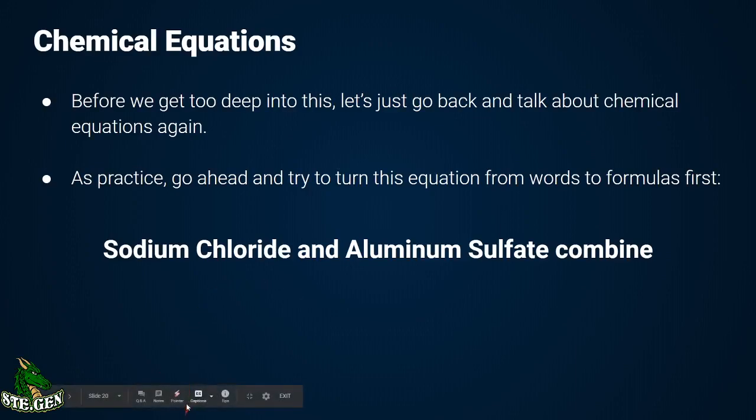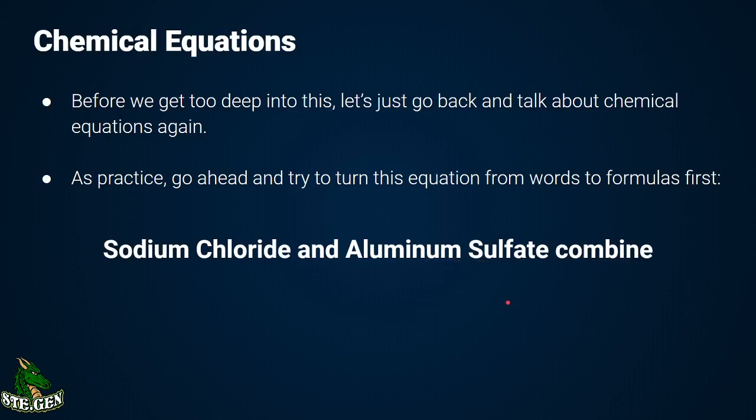Okay, let's talk through the process. So sodium chloride, sodium is Na, chlorine is Cl. Sodium has a +1 charge, chlorine has a -1 charge. They'll just cross, you'll get NaCl. Aluminum sulfate, aluminum is Al, it has a 3+ charge. Sulfate is SO4 with a 2- charge. Cross those, you get Al2(SO4)3.